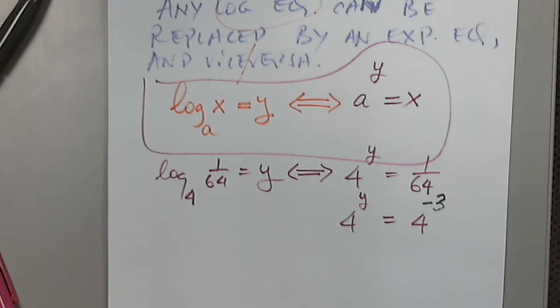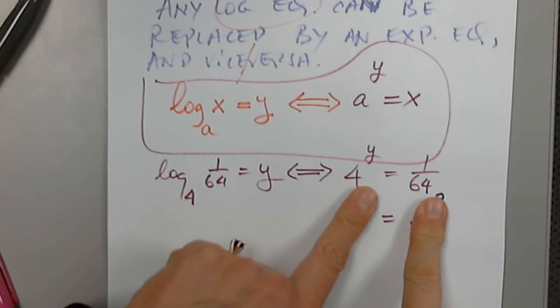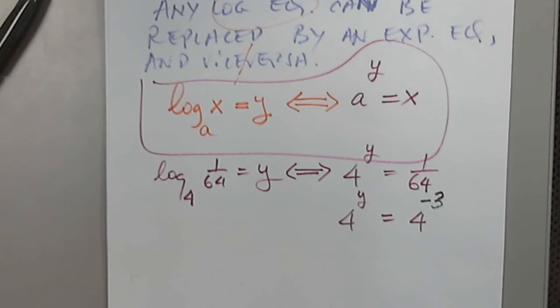I can only think. Two numbers are equal and they have the same base. What has to happen to their exponents? They're equal as well. They have to be the same. Otherwise, the left-hand side will not equal the right-hand side. See, if I put here 5, 4 to the 5th power will not equal 4 to -3, ever. So if two numbers are equal and they have the same base, the exponents have to be the same. So y equals -3.